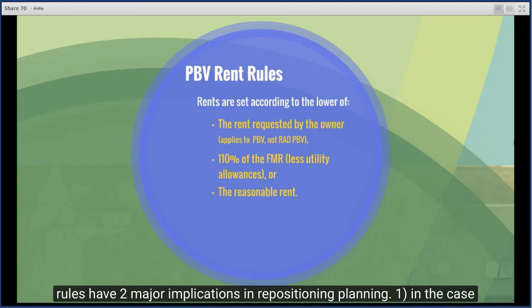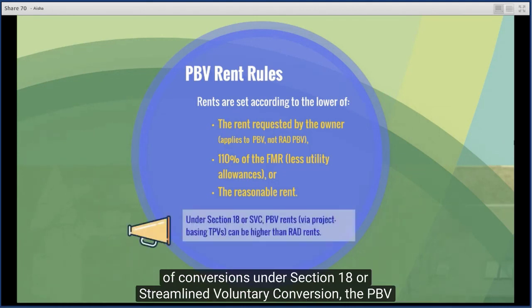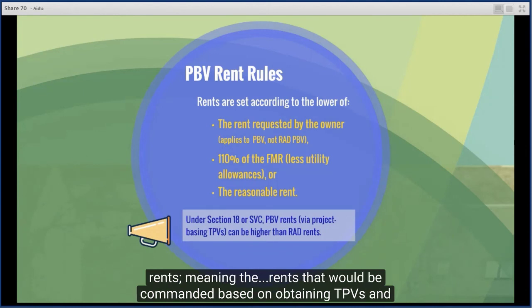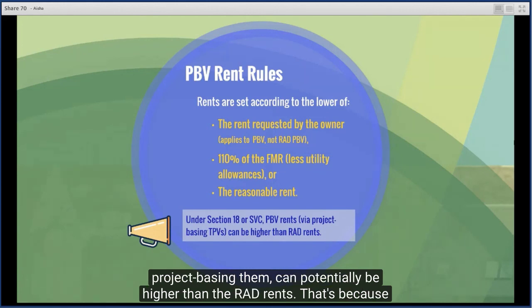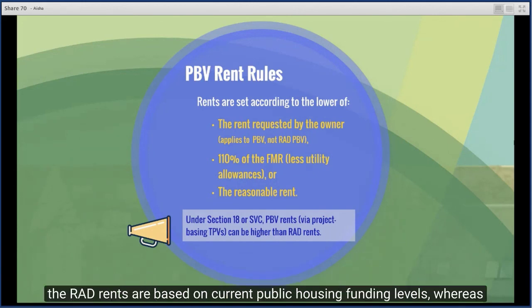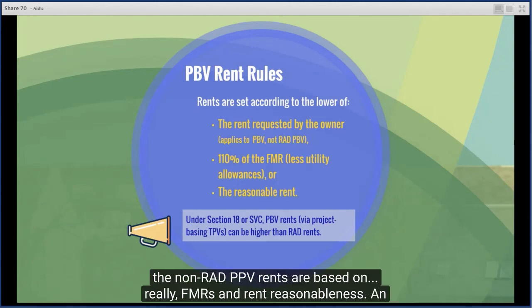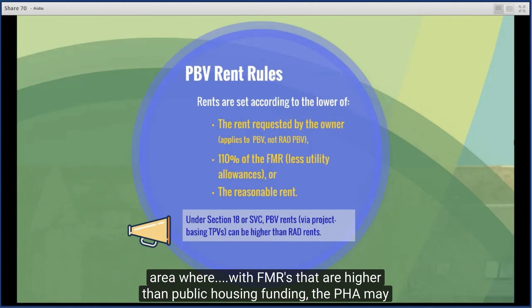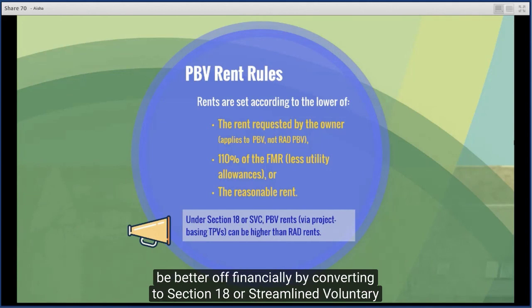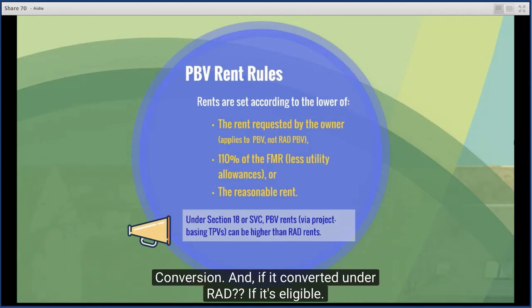First, in the case of conversions under Section 18 or streamlined voluntary conversion, the PBV rents, meaning the rents that would be commanded based on obtaining TPVs and project basing them, can potentially be higher than the RAD rents. That's because the RAD rents are based on current public housing funding levels, whereas the non-RAD PBV rents are based on really FMRs and rent reasonableness. In an area with FMRs that are higher than public housing funding, the PHA may be better off financially by converting to Section 18 or Streamlined Voluntary Conversion than if it converted under RAD, if it's eligible.